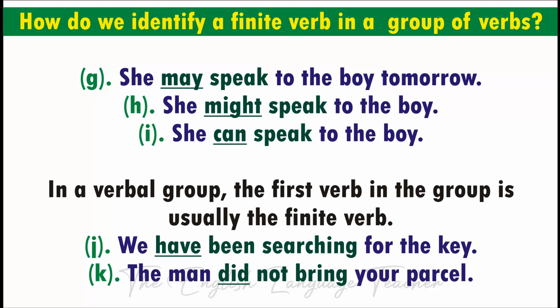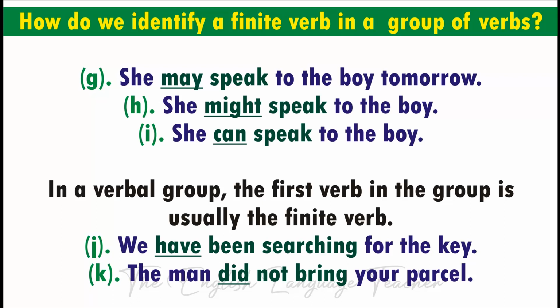However, if we are to separate the verbs in the group, may is a finite verb while speak is a non-finite verb. For example, if we are to express the same sentence in another mood, it is the verb may that will change while speak remains unchanged. For example, if you want to express sentence G in past tense, it would be she might speak to the boy. And if you want to change the mood of the same sentence, probably from probability to ability, the sentence would read she can speak to the boy.